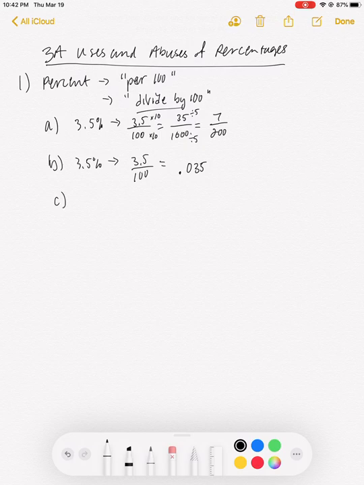The next one is the percent form of 0.45, so 45 hundredths to percent form. We change that to a percent, which means we multiply by 100. We move the decimal 2 places to the right and get 45%.